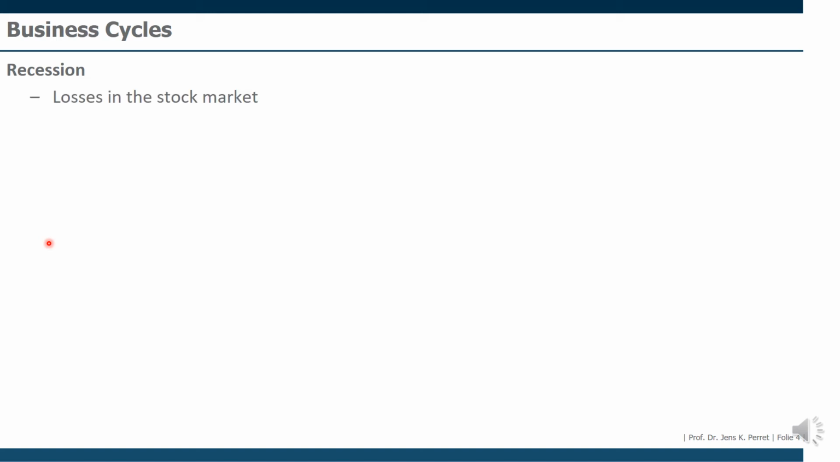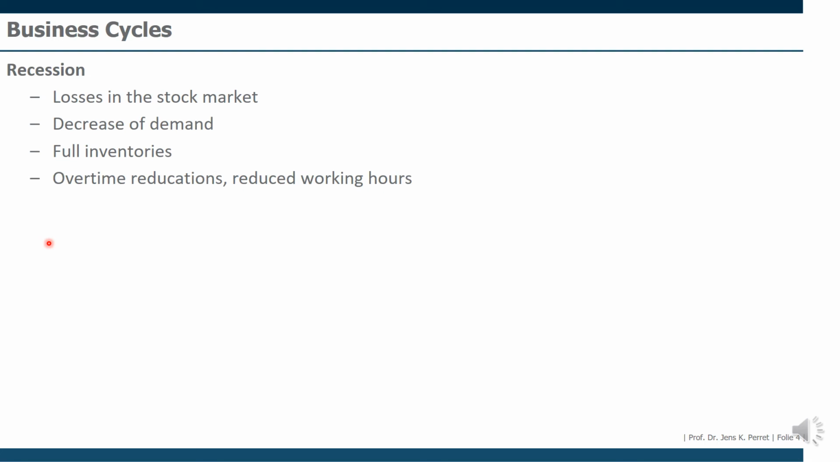This means we will also get losses in the stock market, as I said, due to the decrease in demand. A decrease in demand means we cannot sell everything we have produced if we have push production. So even if we have a decently sized workforce, we start introducing overtime reductions or reduced work hours, and in severe situations we might start firing people. So we have an increase in the unemployment rate. This also means that labor becomes cheaper, so wages might stagnate or even decrease.